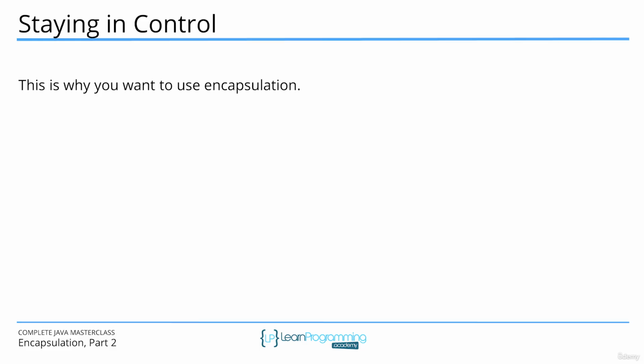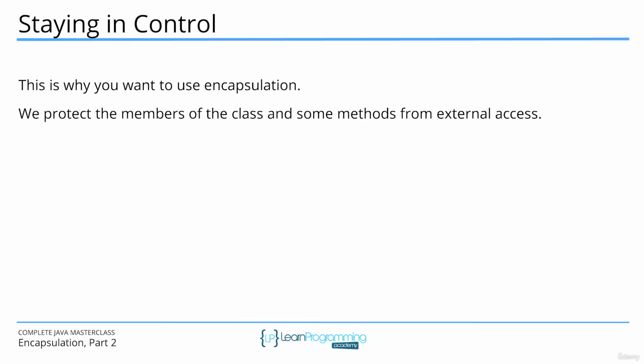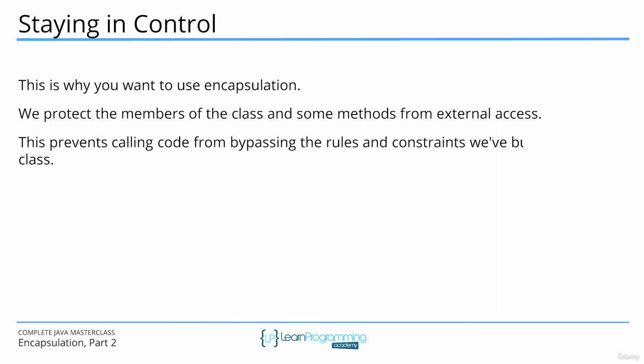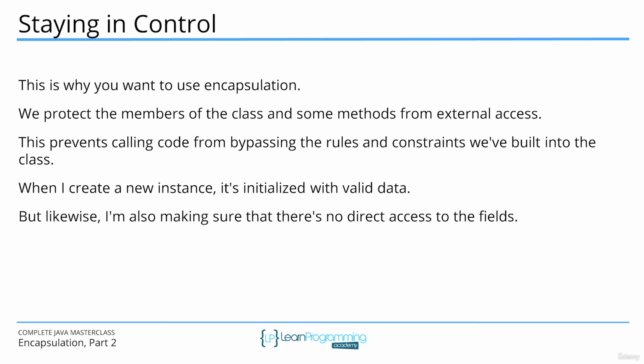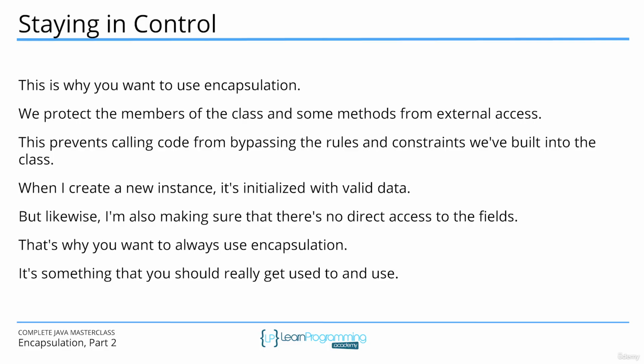This is why you want to use encapsulation. We really want to protect access to our object's data. We protect the members of the class and some methods from external access. This prevents calling code from bypassing the rules and constraints we've built into the class. In this case, as I said, I'm using it to make sure that the enhanced player, when I create a new instance, is initialized with valid data. But likewise, I'm also making sure that there's no direct access to the fields. That's why you want to always use encapsulation. It's something that you should really get used to and use.